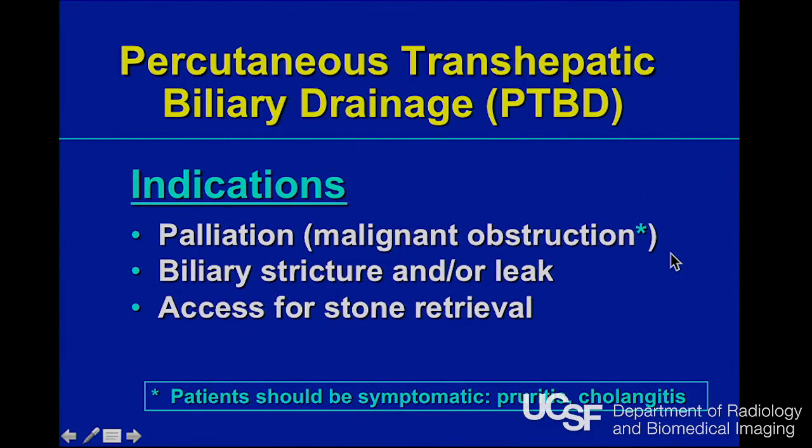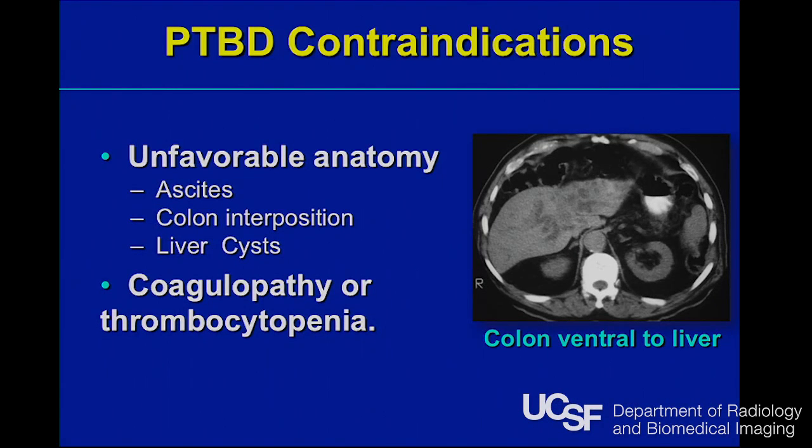Now, if you decided that a patient requires biliary drainage, you might want to put in a drain. The indications for drainage are going to be palliation of symptoms. For instance, a patient with malignant biliary obstruction who presents with jaundice or pruritus might be an indication for putting in a drain. Alternatively, there could be a stricture or a leak requiring a biliary diversion, so that might be an indication, as well as access for stone retrieval. So those are typically the three things that are mentioned in this scenario. There is not a whole lot in the way of contraindications.